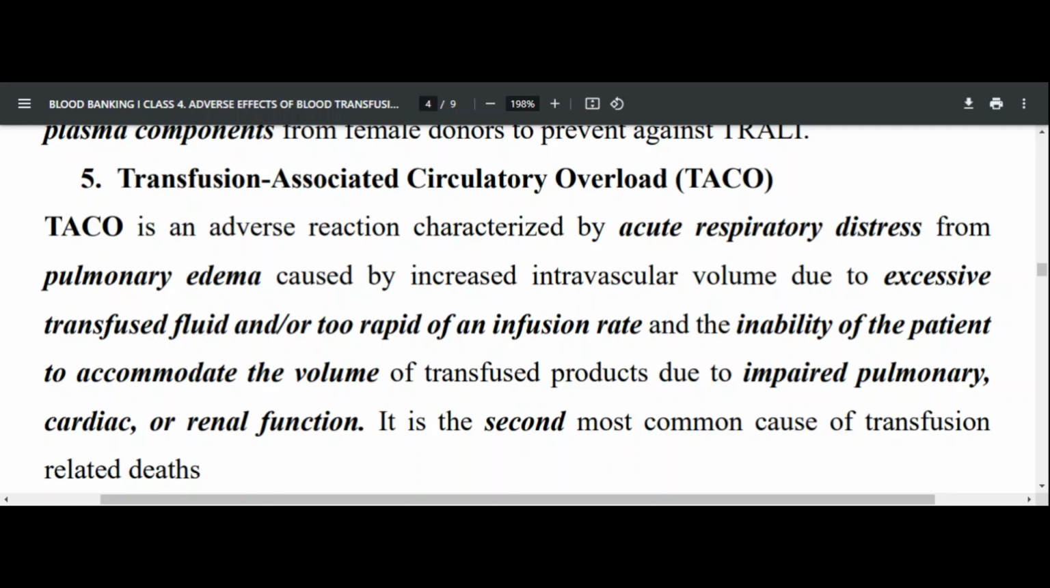Sometimes it cannot even be overload like that, but patients are not able to accommodate a high volume of transfused products. For example, you're just transfusing at a normal rate, but because the patient has impairment of cardiac and renal function, the patient is not able to accommodate the fluid or the volume. So that can be a problem of overload. This can cause death.